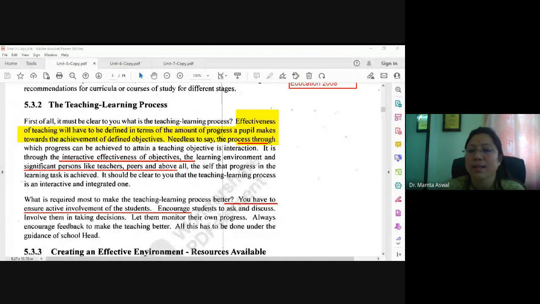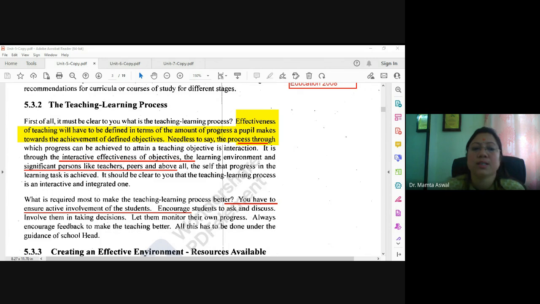Now, this was basically about the curriculum transaction. Now we will talk about the teaching learning process. The next step is teaching learning process. What is the teaching learning process? So the teaching learning process, teaching and learning, there are two things involved there. So teaching on the part of the teacher is responsible for the teaching process. Learning, for the learning part, the students are required.